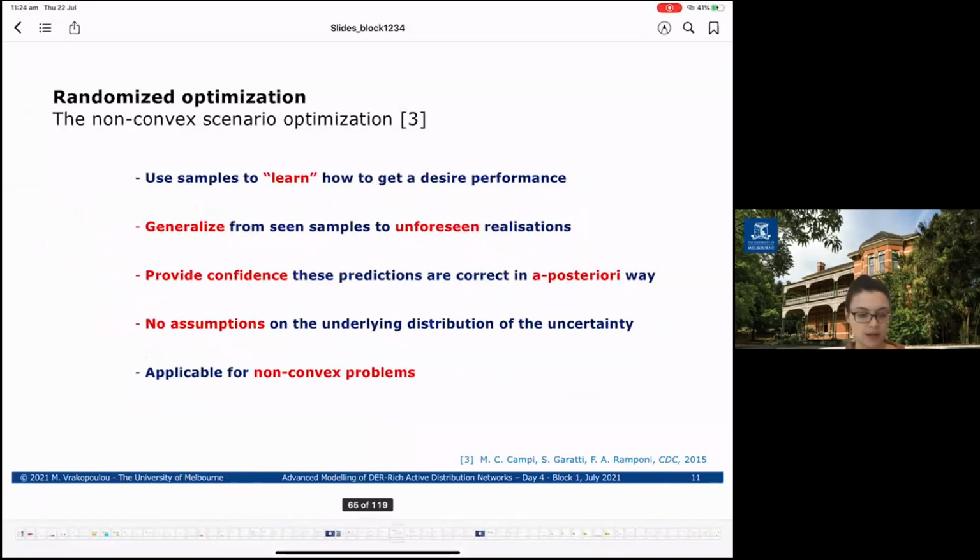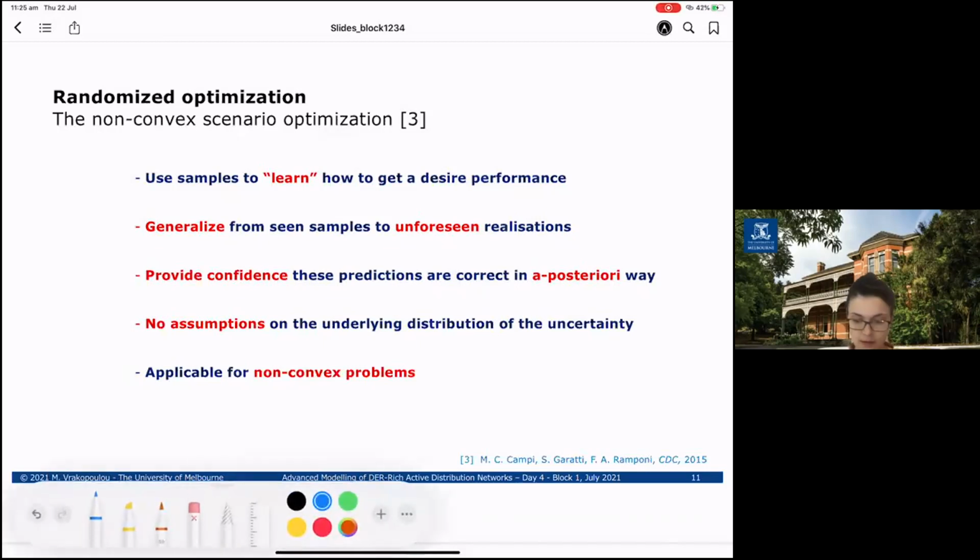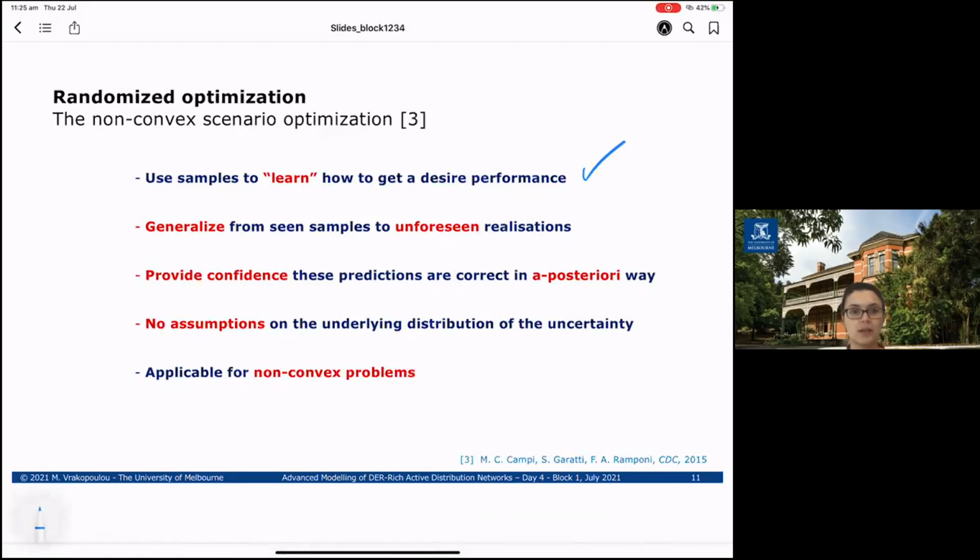So I'll go back now to the randomized optimization that I have been talking about. For the results I showed before for the SDP, I used the convex scenario optimization because of the convex problem. But here I'm going to talk about another randomized optimization technique that is proved to work for non-convex scenario optimization problems. It still has the same kind of properties. Generally, it also uses samples to learn how to get the desired performance. It can generalize from seeing samples to unforeseen realizations.